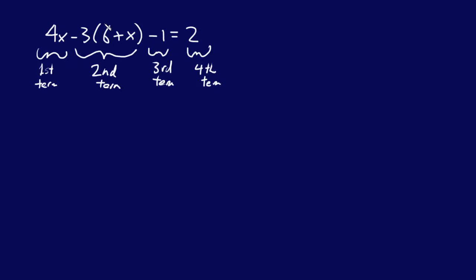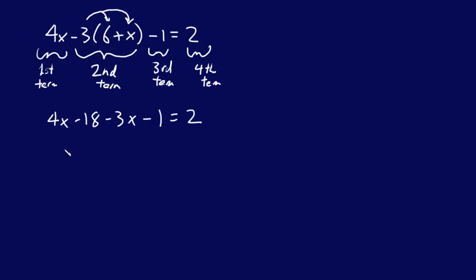So what we want to do is free up our subterms, the 6 and x, out of these parentheses, and then we can see how many terms we have once we get rid of the parentheses. The way we do that is we distribute this negative 3 to both of our subterms. Then we bring down that 4x, and negative 3 times 6 is negative 18, and negative 3 times positive x is negative 3x, minus 1, and that's equal to 2.